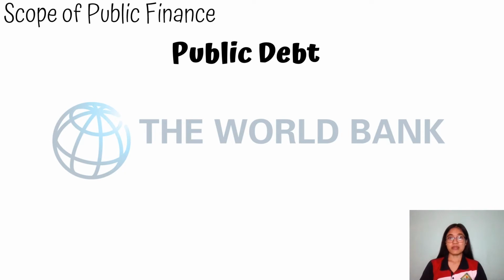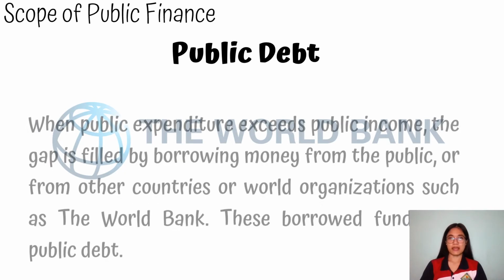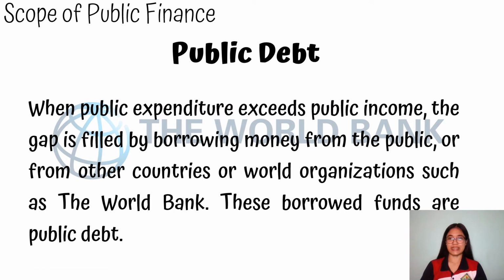Third is public debt. When public expenditure exceeds public income, the gap is filled by borrowing money from the public or from the other countries or world organizations such as the World Bank. So these borrowed funds are public debt.